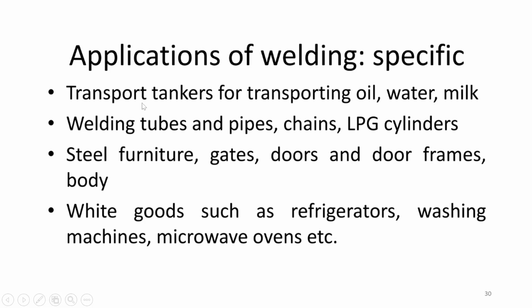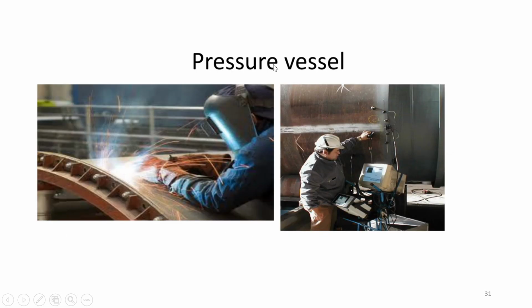For the specific welding, in case of transport tankers for transporting oil, water, milk, welding tubes and pipes, chains, LPG cylinders, steel furniture, gates, doors and door frames, body, and white goods such as refrigerators, washing machines, microwave ovens, all these require the application of welding. Now these are the pressure vessels which will be requiring welding.